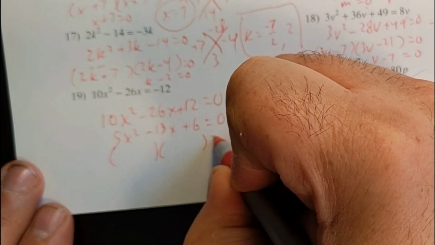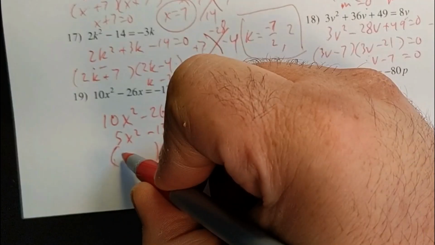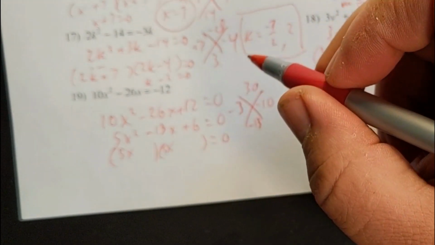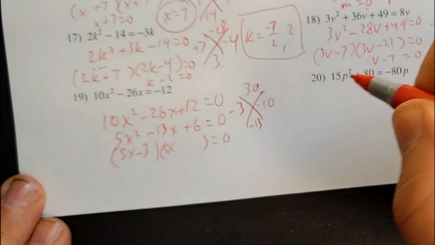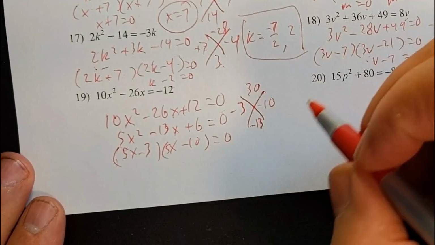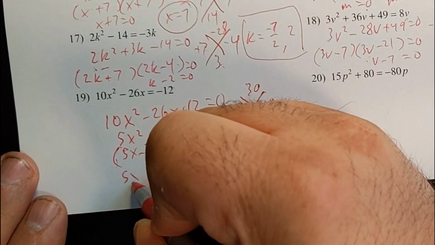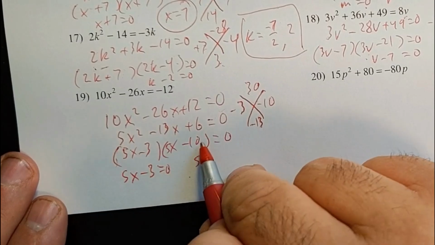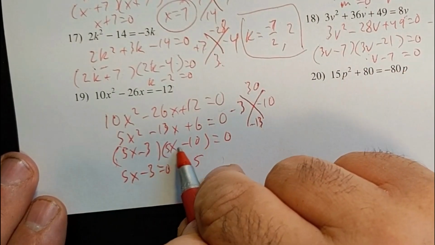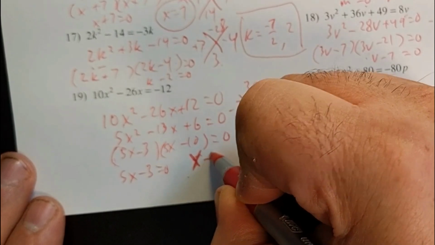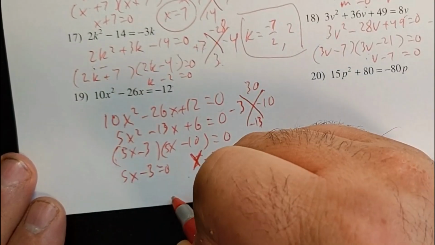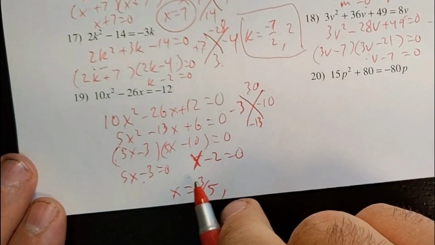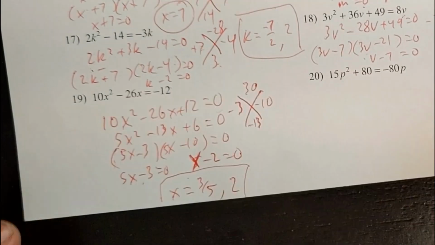Set up your factors, your parentheses. The 5x goes on the top, on the front of both of these. Negative 3, negative 10. Now we're going to set each one equal to 0. This one, you can find the greatest common factor, so that 5 gets divided out of both of these. It's just x minus 2. Solve this. You find out your answers are going to be, if you add 3 and divide by 5, 3/5. And if you add 2, positive 2. Those will be your two solutions.